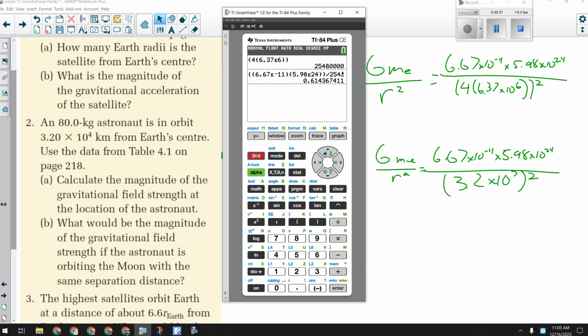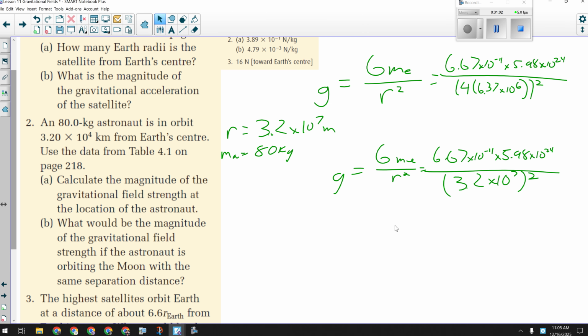But we'll just punch it in just to make sure here. I'm just going to cheat a little bit here. Yep, 0.389, so we're good. Everyone all right with that?